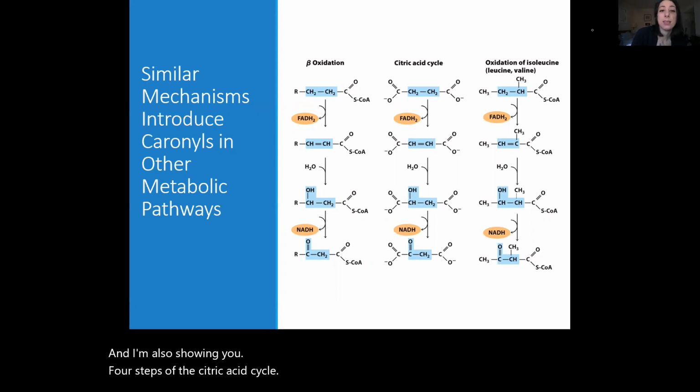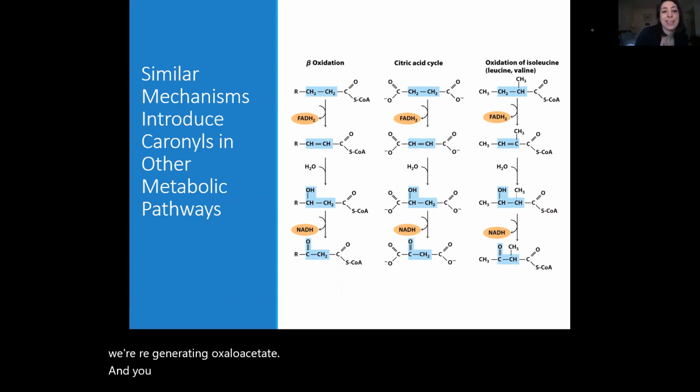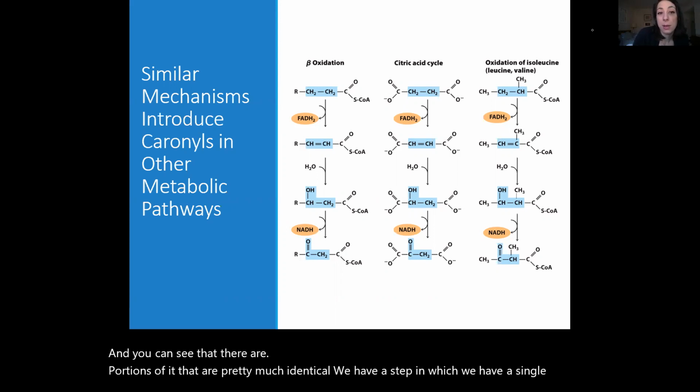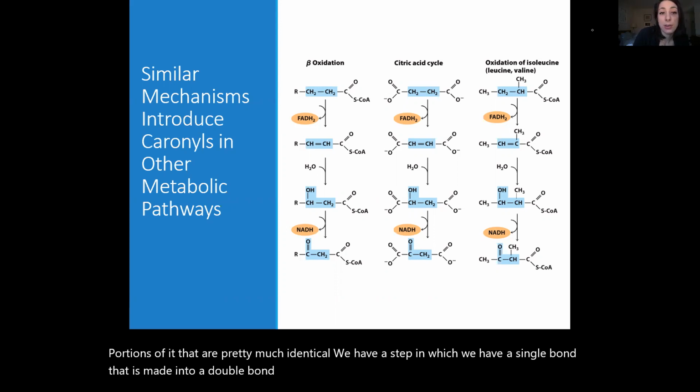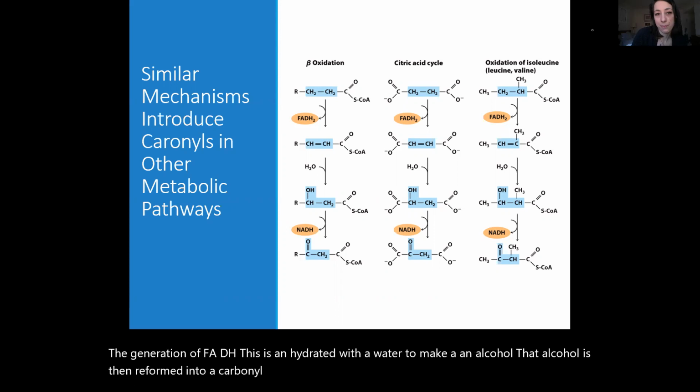This is from succinate to oxaloacetate. So it's like the second half of the citric acid cycle where we're regenerating oxaloacetate. And you can see that there are portions of it that are pretty much identical. We have a step in which a single bond is made into a double bond through the generation of FADH2. This is then hydrated with a water to make an alcohol. That alcohol is then reformed into a carbonyl while generating an NADH.